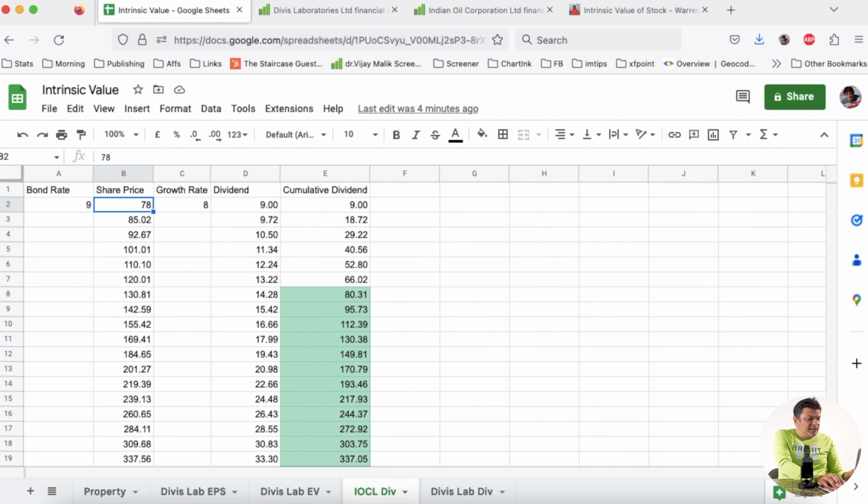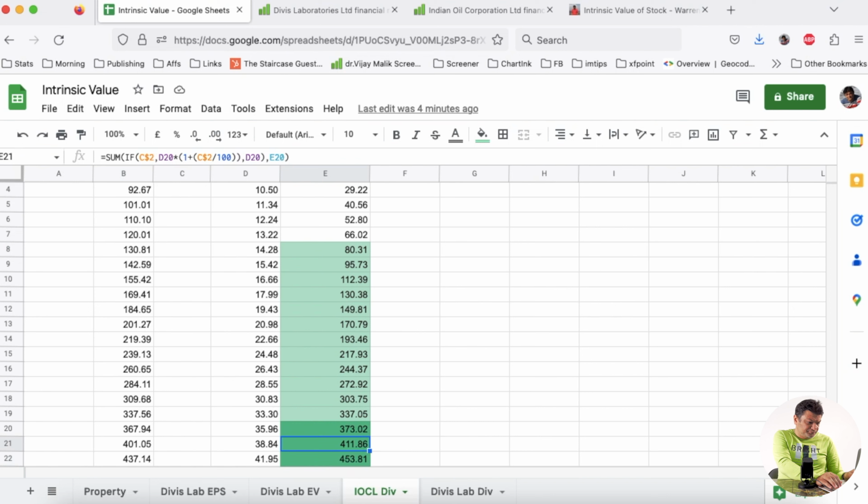So now in the first year, I invested 78 rupees, and at the end of the year, I got back 9 rupees. Next year, I got 9.72 rupees. So total amount withdrawn is 18.72. And slowly but surely in the 7th year, I get back the 80 rupees. So the 78 rupees that I invested, I got it back. So now this investment is in green.